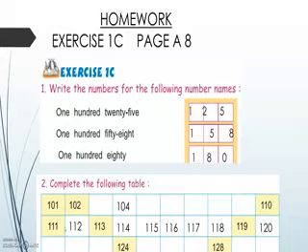Okay. Now look at the second question. Complete the following table. Here 101, 102. Here what is the number? 103. 104. Now what is the next number? Plus 1. 104 plus 1. 105. And next is 106. Next is 107, 108, 109, 110. And 111, 112, 113. Similarly, you have to complete all these.